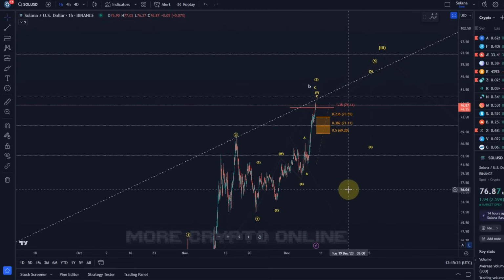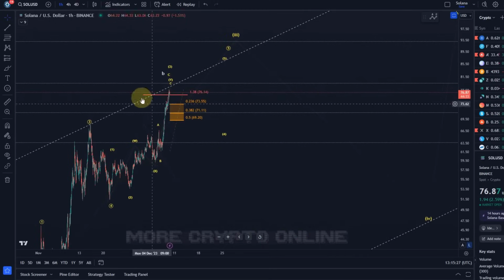So yeah, we need to remain flexible here on this chart, but basically the support level that can be watched at the moment is at 69.20. That is the micro support. If that level breaks, it tells us first that this third wave is likely complete.